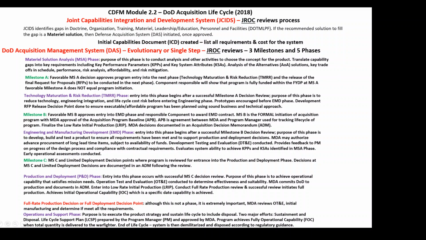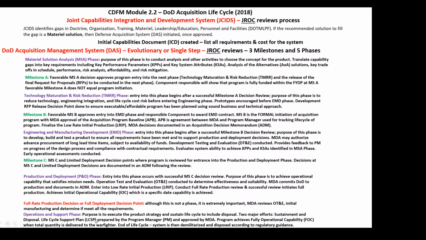And the final phase is operations and support. Purpose is to execute. So after we've established our low rate initial production, we've done the review for full rate, the purpose is to execute the product strategy and sustain the life cycle. Now we have to sustain. So there are two major efforts within operations and support: sustainment and disposal. Remember, cradle, beginning, to grave, disposal.